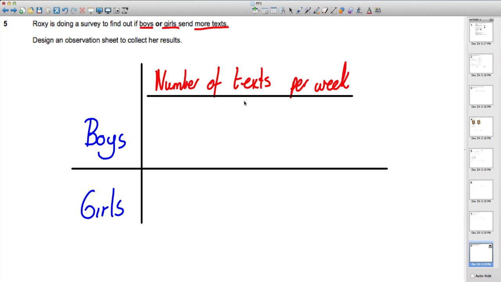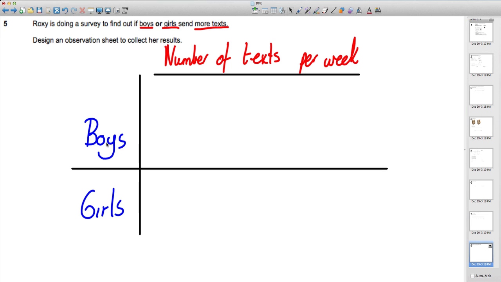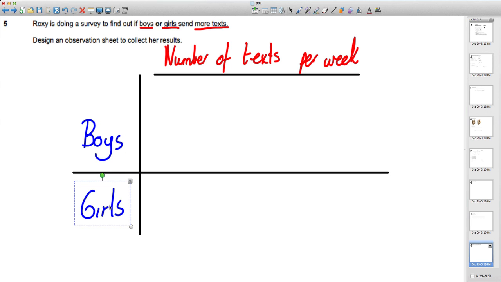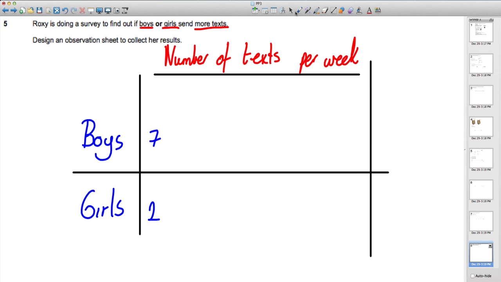Okay, and it might be something along these lines, something like this. What you might do is, for example, when you use this, you might just ask the first boy, and the first boy says, I send 7. Then you ask the next girl, and she says 2, etc. And you just keep a list like that. You might even, if you want, have a total column, the final column. You might have a total column here.